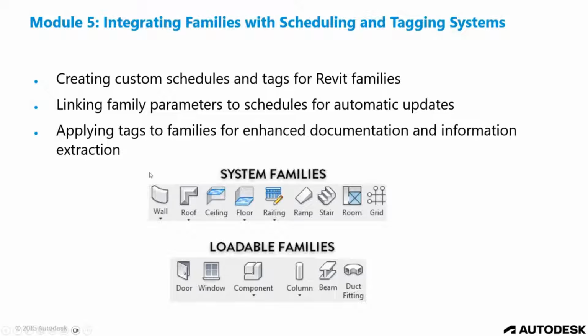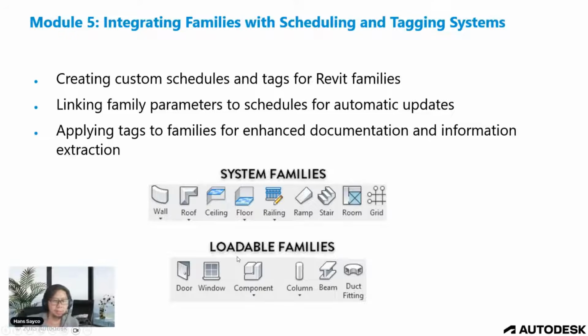So if you notice, most or maybe all of the things in Revit are mostly families. So it's a binding item for the entire Revit system. And there are loadable families: doors, windows, components, furniture, beams, ducting, etc. Loadable families means that you can load it and unload it whenever you need something from here.